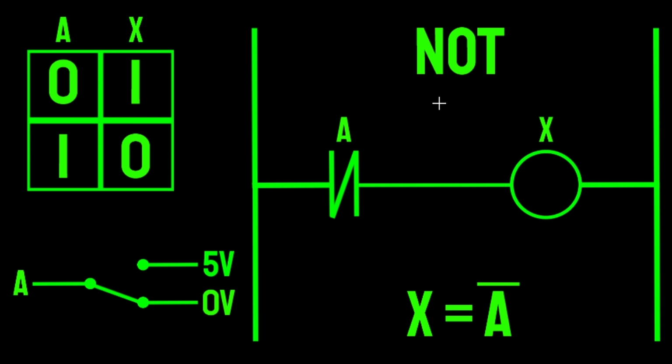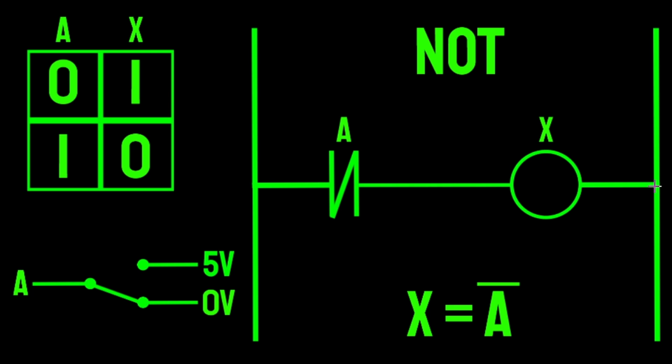Now to make a NOT gate in ladder logic is very simple. You just take a normally closed contact that represents your input, and you connect that directly to your output coil. This way, when your A input is de-energized at 0 volts, this normally closed contact will also be de-energized and stay in its closed state.